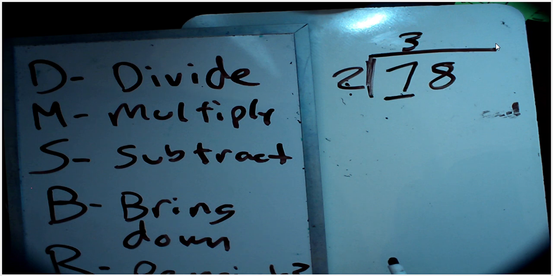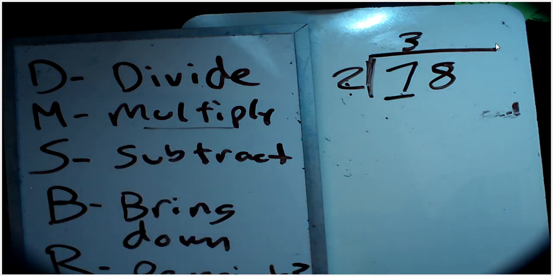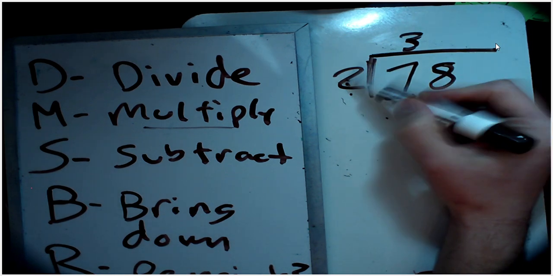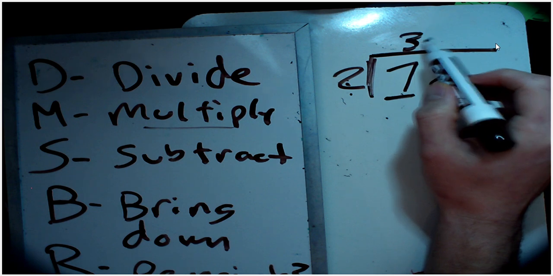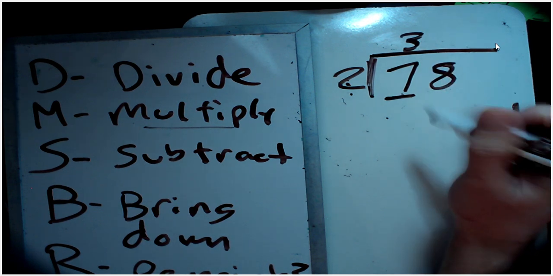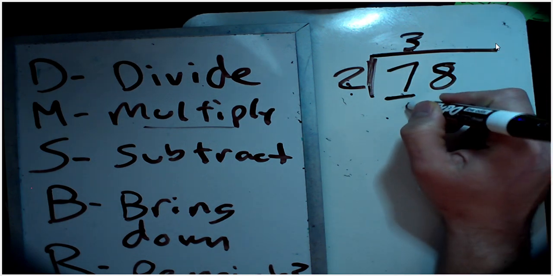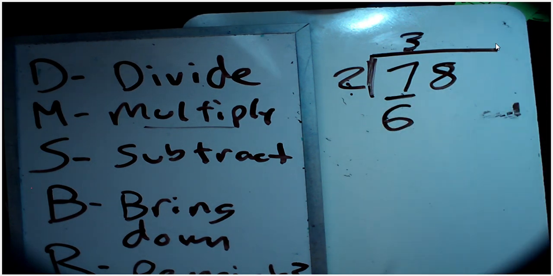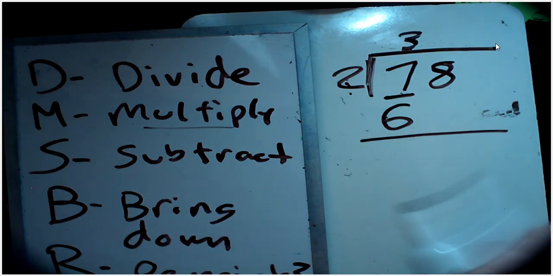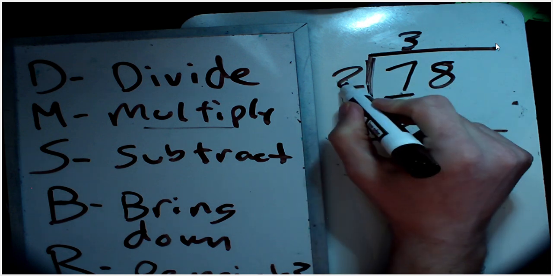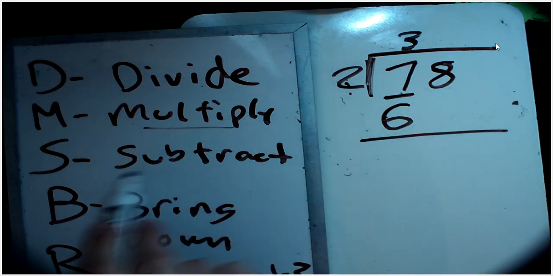All right, next step is to multiply. We multiply the 2 times the 3, the number that we just wrote up here in our quotient. This is our partial quotient. 2 times 3 is 6. We are going to place that number right under the number that we analyzed, the 7. And what I mean by analyzed is the number that we asked, how many times does 2 go into that part of the dividend? So step 2 is done.